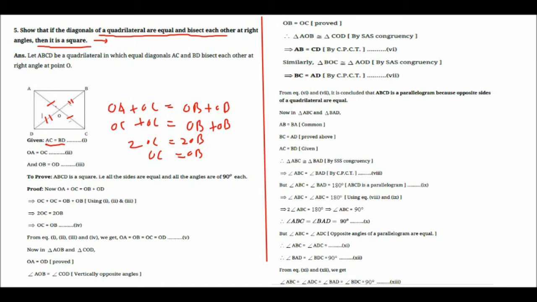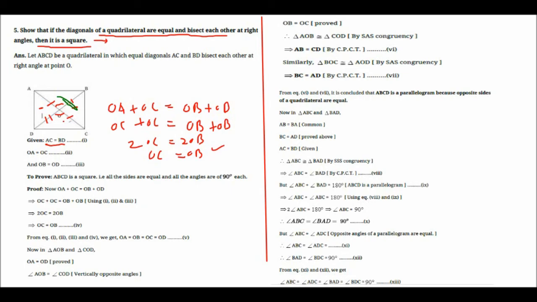So we are taking the triangles AOB and COD. We know that these angles are opposite, and we already saw that opposite angles are equal. Also OB equals OC, which we already proved previously, and OA equals OD, which we also proved in the previous part. So we can say that the triangles are congruent, right?